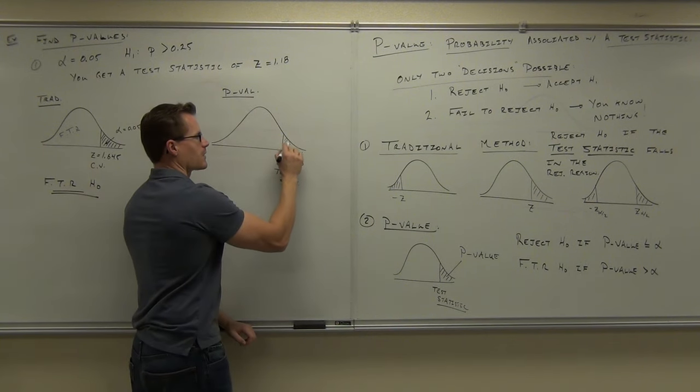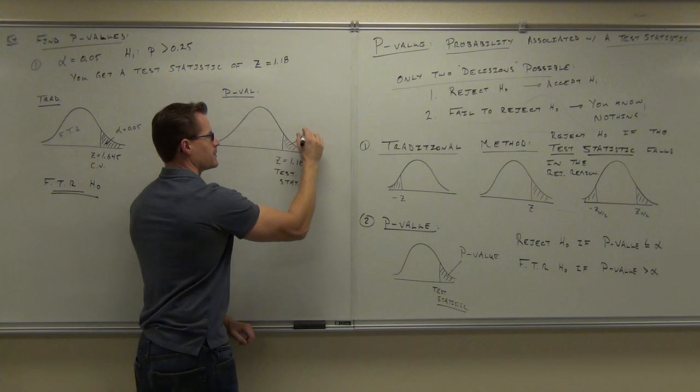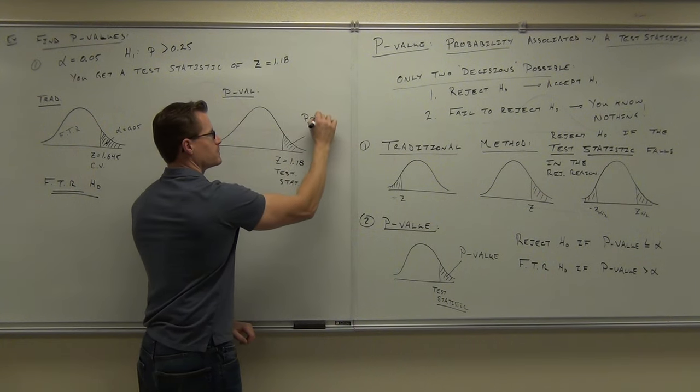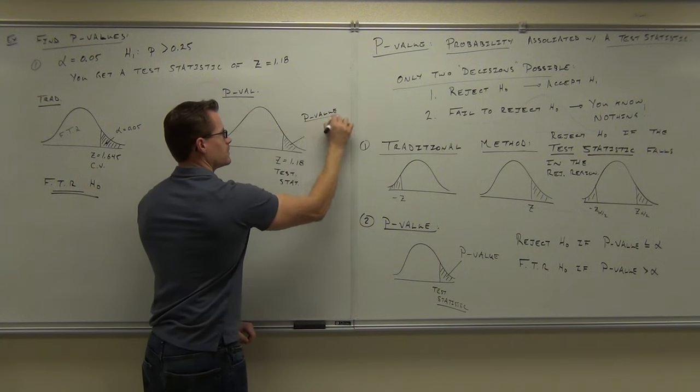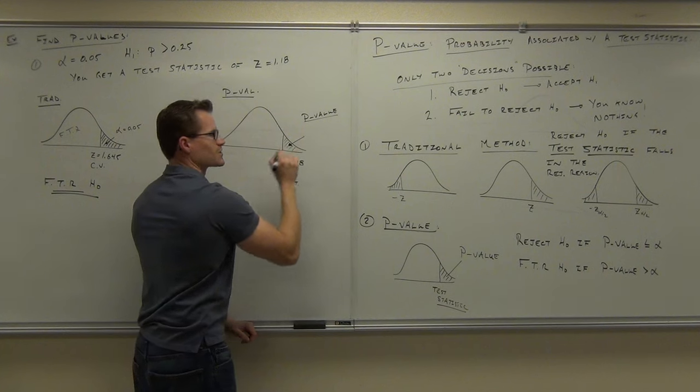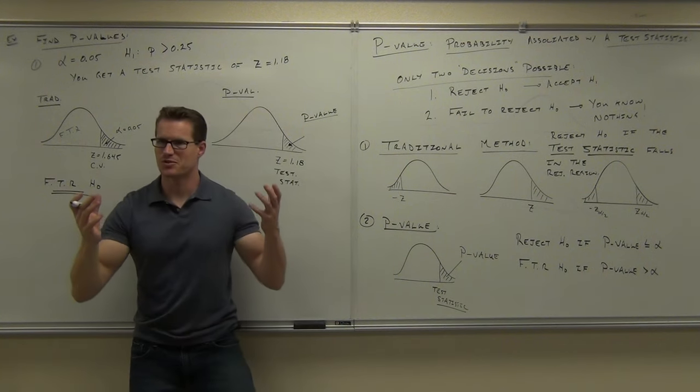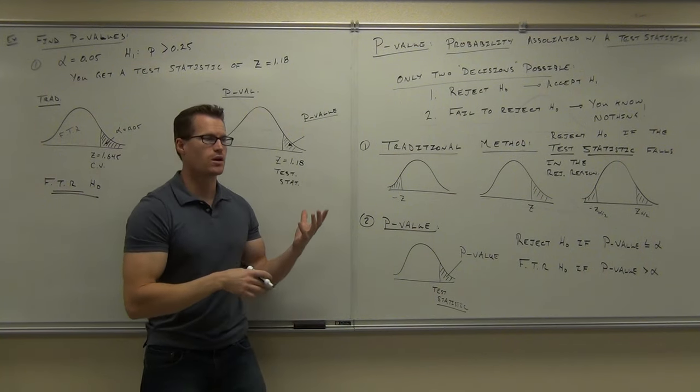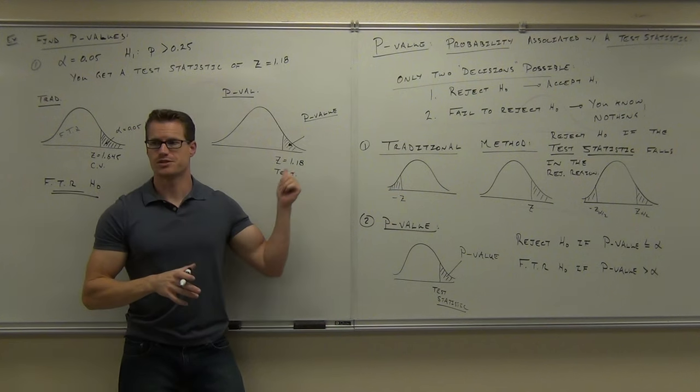And you find the area that's associated with that. That's known as a p-value. Now, this is all going to come back to you. Chapter 6 is going to smash you in the face right now. Do you remember how to look up areas associated with z-scores?